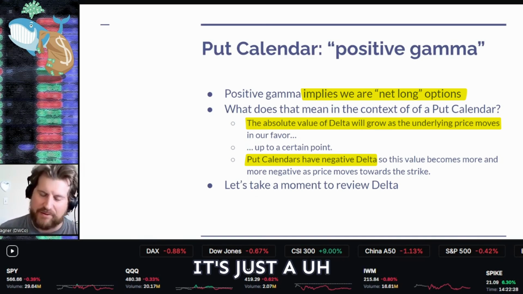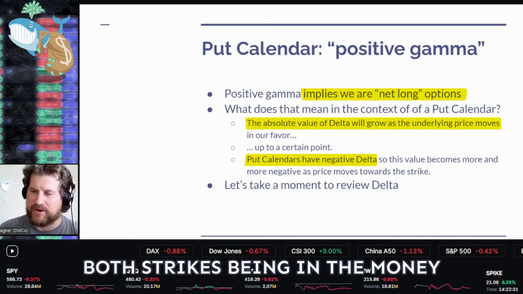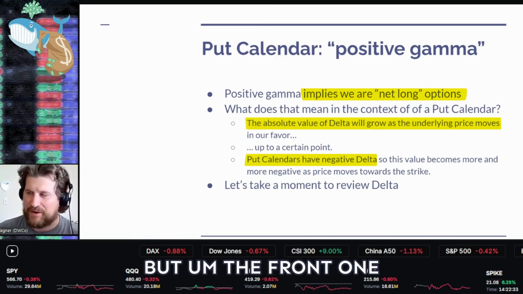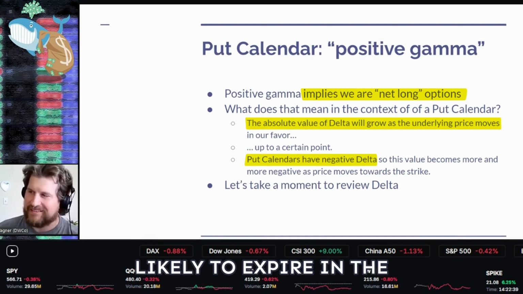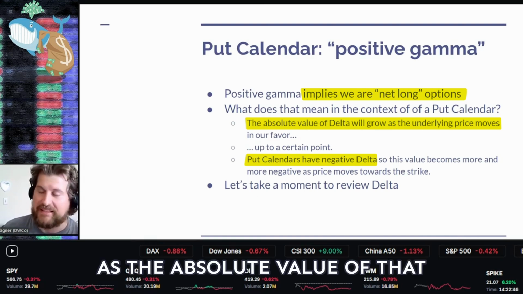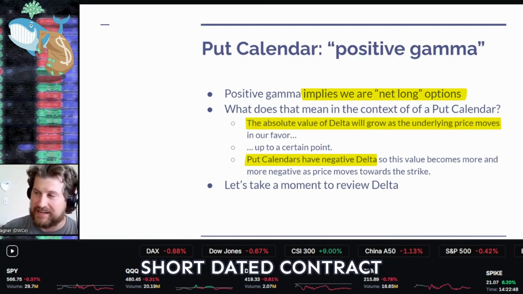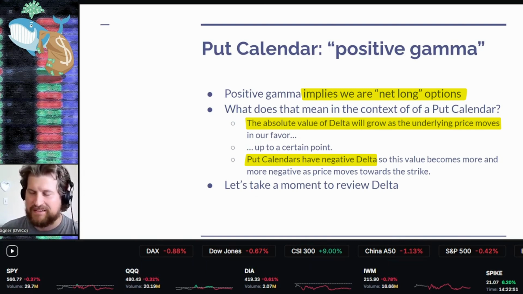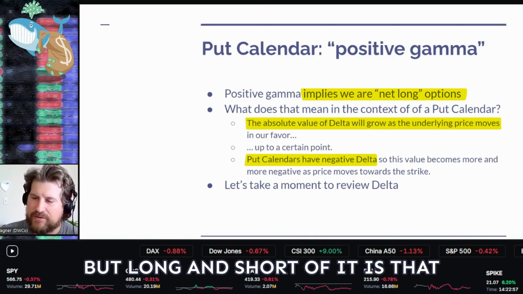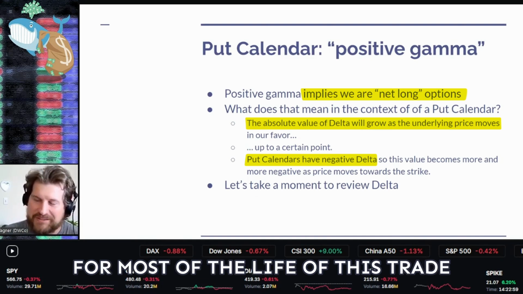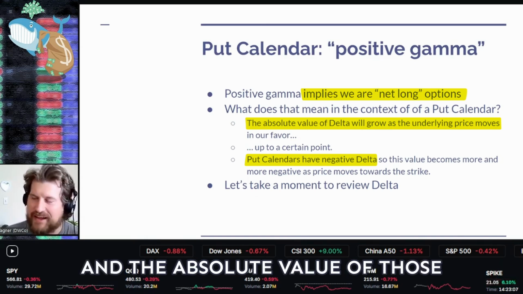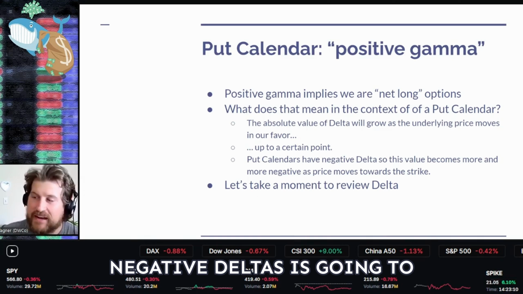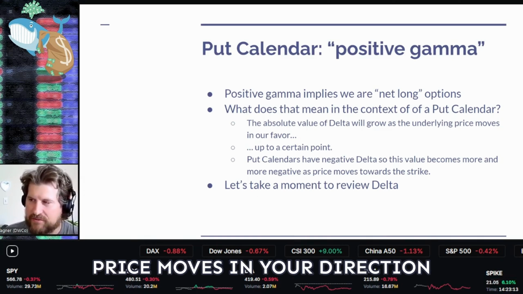It's just the result of both strikes being in the money, but the front one is closer to expiration, so that one is more likely to expire in the money. The absolute value of that short dated contract has now gotten larger than the back dated one. But long and short of it is that for most of the life of this put calendar spread, you're going to have negative deltas, and the absolute value of those negative deltas is going to increase as the underlying price moves in your direction.